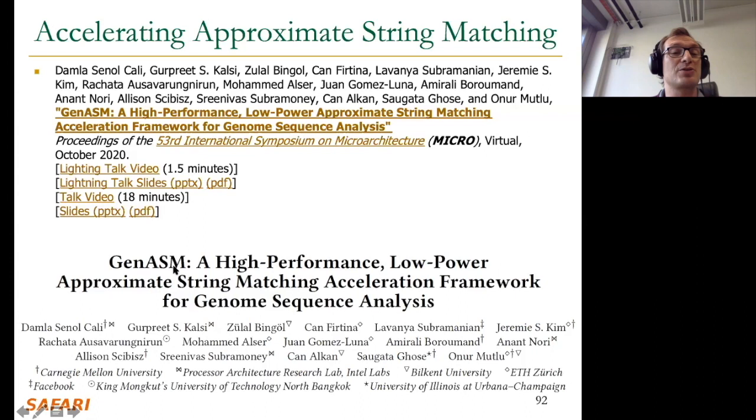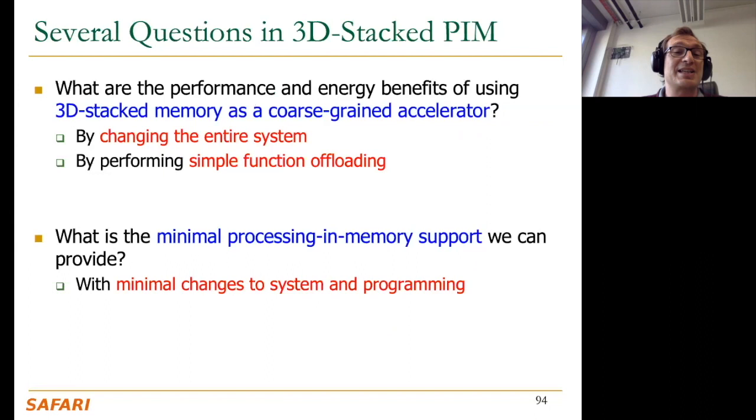We're really redesigning the system for approximate string matching in this case, and you will see the performance benefits reported by this work are very, very high. I already mentioned some of them, but they're going to be more than an order of magnitude compared to the best previous hardware accelerator. That's not the case if you just do simple function offloading. Clearly, simple function offloading is potentially more adaptable, but the benefits you gain are lower. Still, there are good benefits, like 2x.